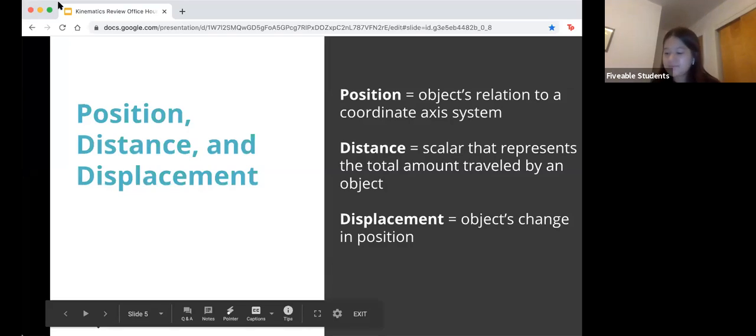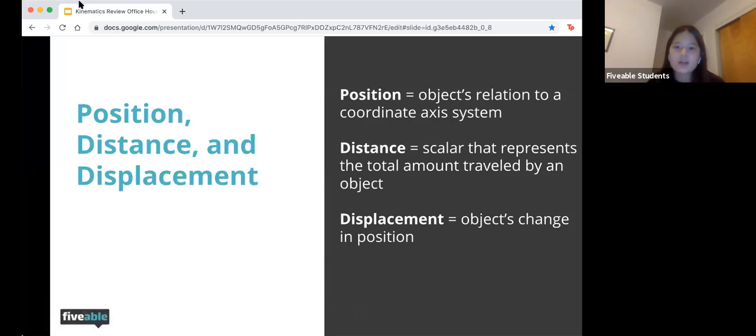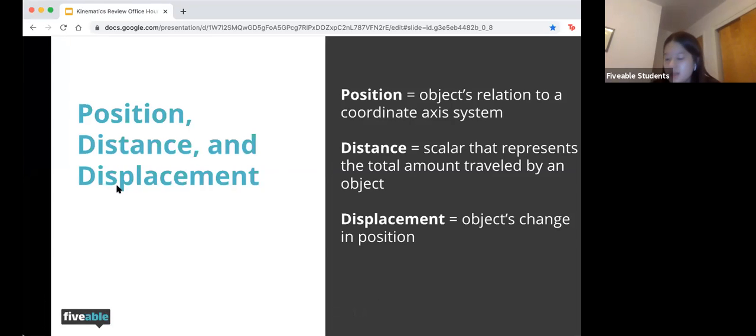Okay, let's get started. So I'm gonna read through these, and then we're gonna talk a little bit about them. So position, distance, displacement. I know these seem like similar things, but they are slightly different. So position is relative to the coordinate axis system. Position just kind of tells us where the object is. Distance is a scalar, meaning it's just a number in units. It is a scalar that represents the total amount traveled by an object.